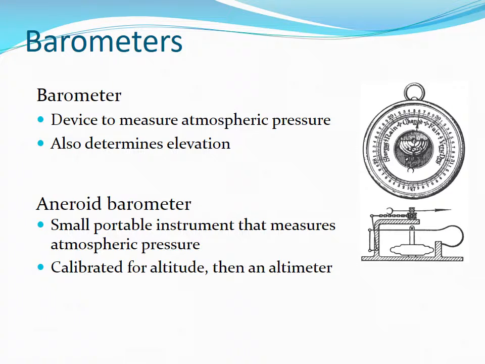A barometer is a device used to measure atmospheric pressure. It can also be used to determine elevation. As altitude increases, pressure decreases. An aneroid barometer is a small portable instrument that measures atmospheric pressure. Ground level atmospheric pressure changes due to weather patterns. When an aneroid barometer is calibrated for altitude, then it can be used as an altimeter.